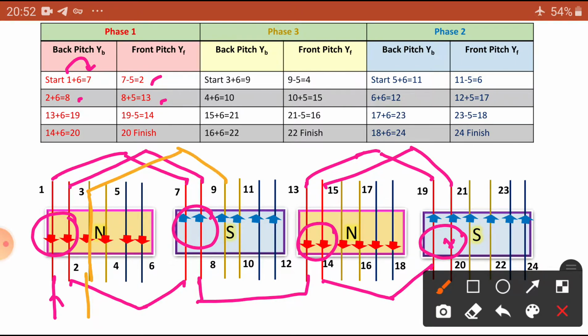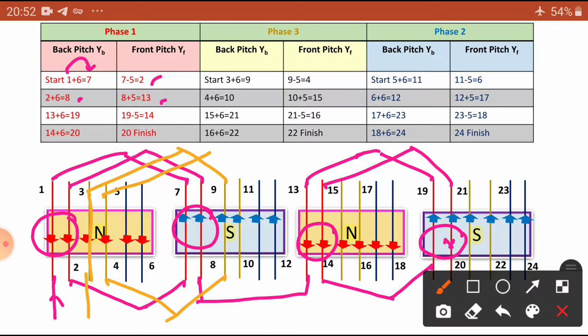So 9 should be connected to the front pitch. How much? So fourth one. Where is the fourth? This is the fourth one. So 4 is connected to where? 4 is connected to the 10th. So 4 is covered.